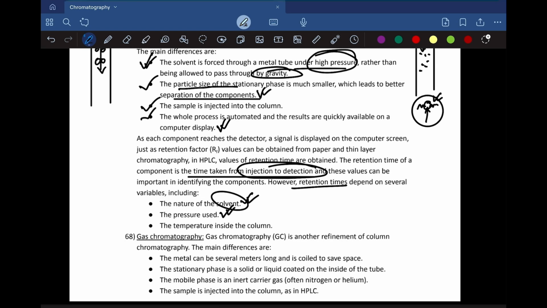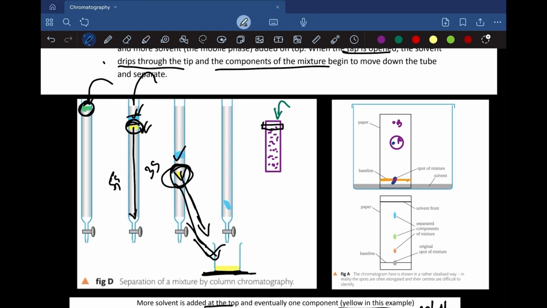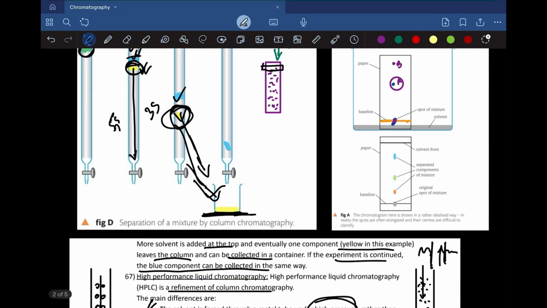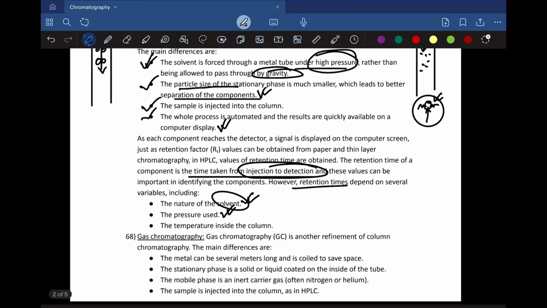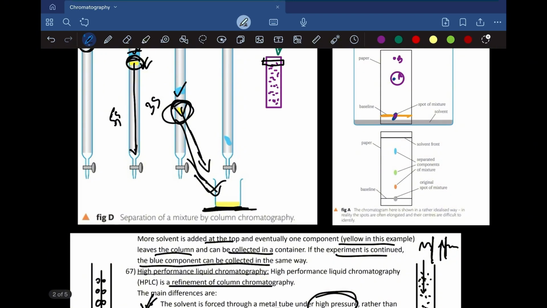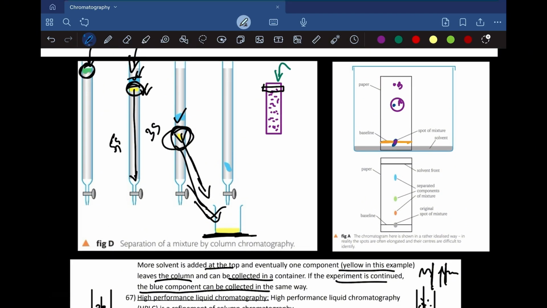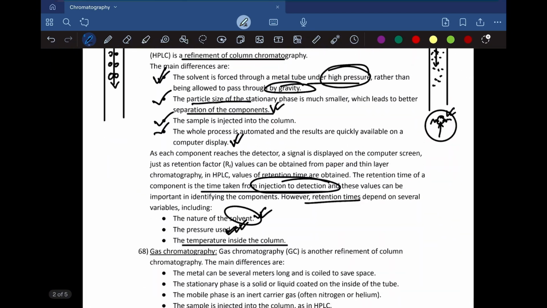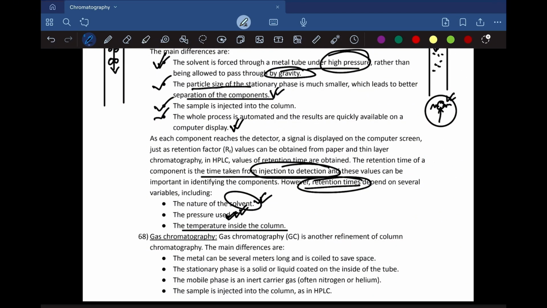The pressure used: if you use more pressure on the solvent, then the solvent will fall quickly, as well as take the component of the mixture with itself quickly, and the retention time will be smaller as well. Now the temperature inside the column: if the temperature is very high, the viscosity will be less. The viscosity is the opposite force acting. Viscosity acts in this direction and the particle falls in this direction. So if the viscosity is less, then the particle will fall as quickly as possible, so the retention time will be smaller as well. So these are the ways in which the retention time depends.